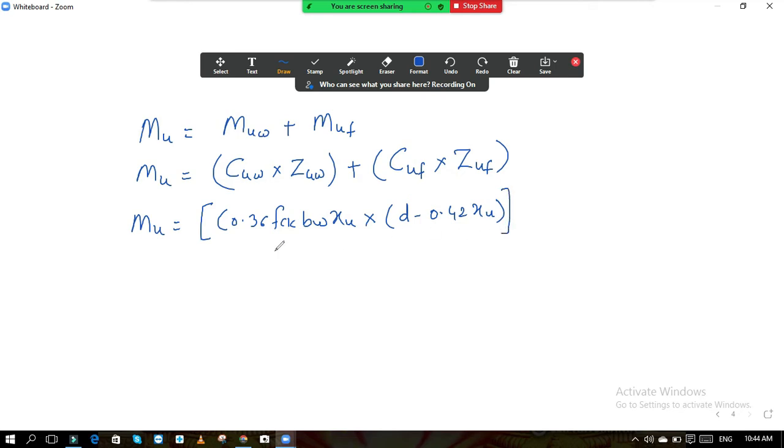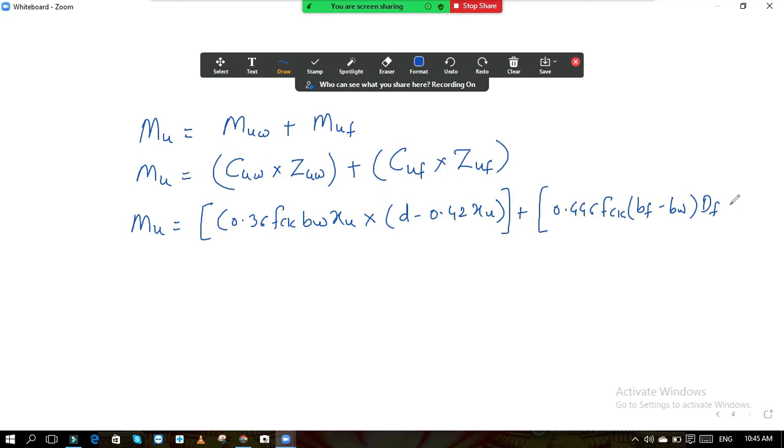Okay, earlier we were using just this formula, in the case of the singly reinforced section and doubly reinforced section, we were using just this formula for CU. But now this CUF is the additional thing. So plus here again in the bracket, 0.446 FCK into BF minus BW into DF.